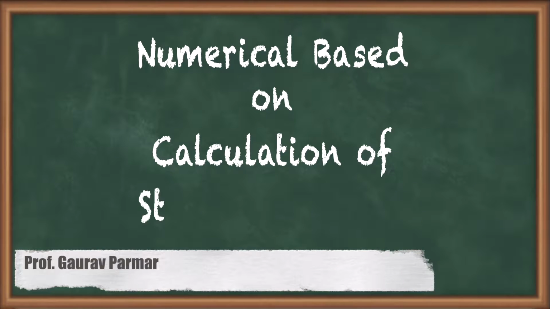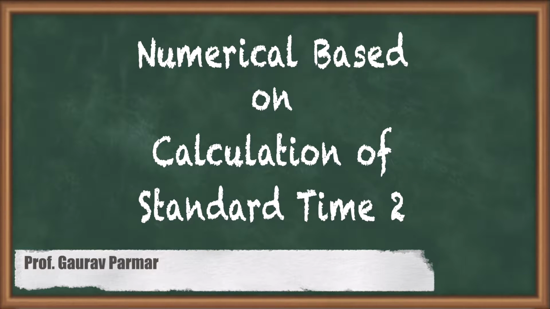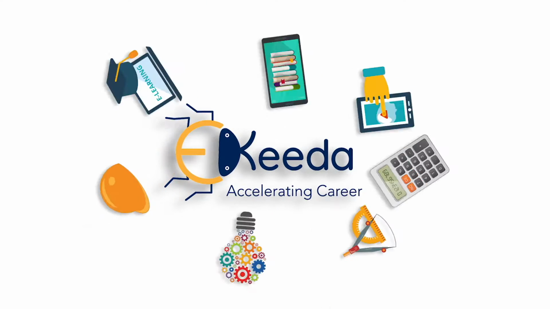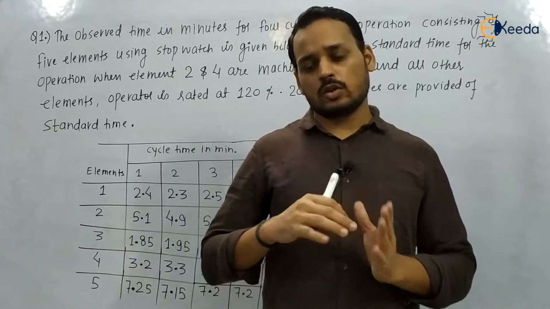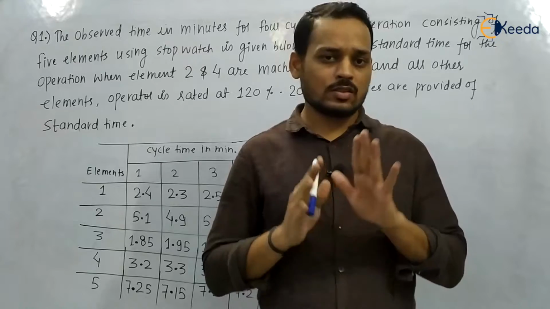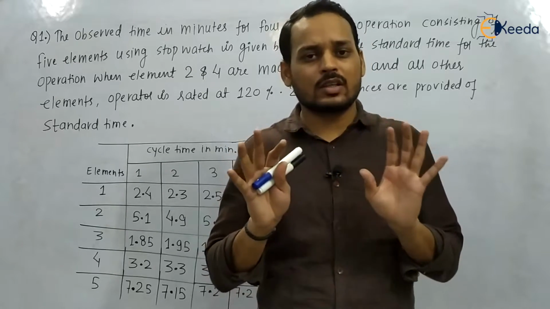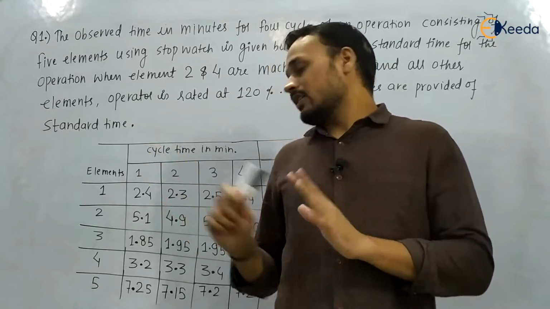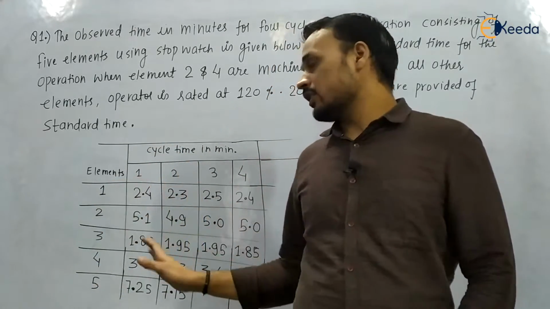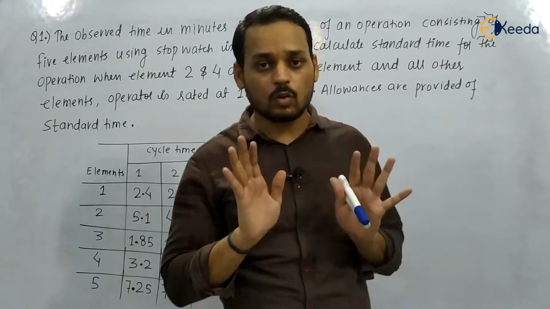Hello friends, in this lecture we will see a slightly different question on standard time calculation. In the previous lecture we have solved two similar questions, where we had to calculate the standard time and the standard production rate. This is a slightly different question. You can see a table has been given. First we will read the question.